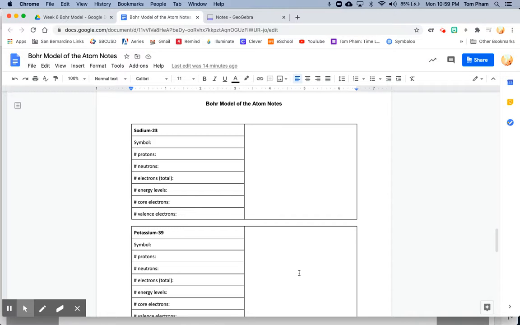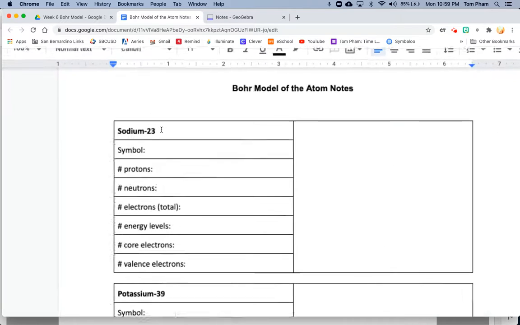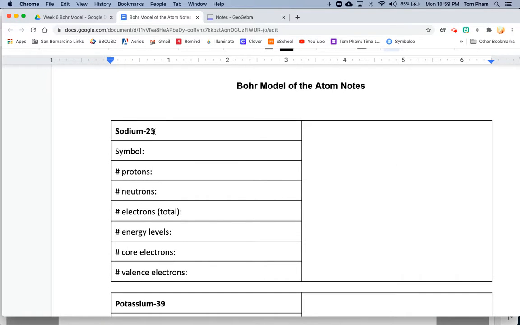Hi everyone, I'm going to show you how to draw the Bohr model for sodium-23. So let's zoom in here. When the number follows the name, we know this 23 represents the mass number, and the mass number is the number of protons plus the number of neutrons.